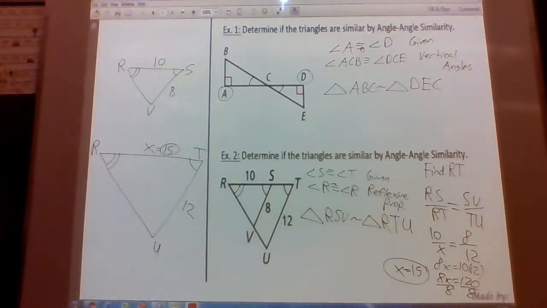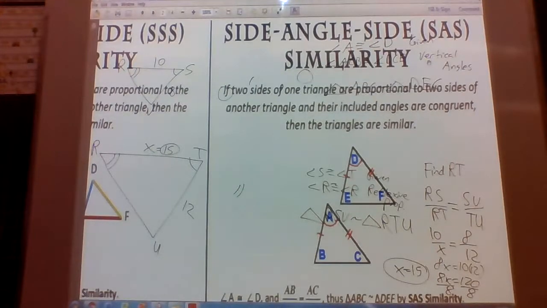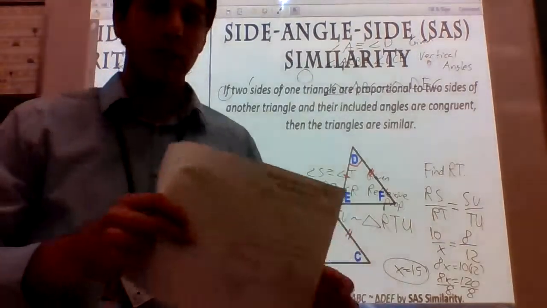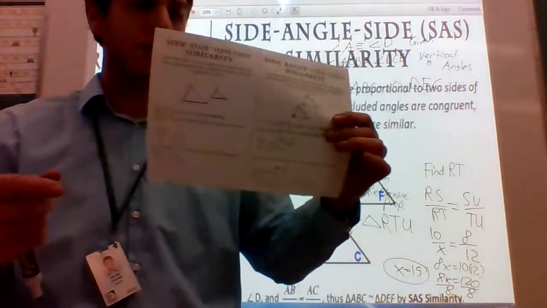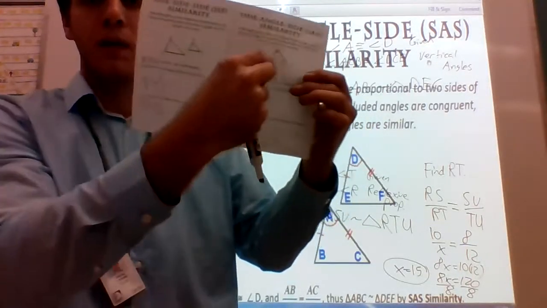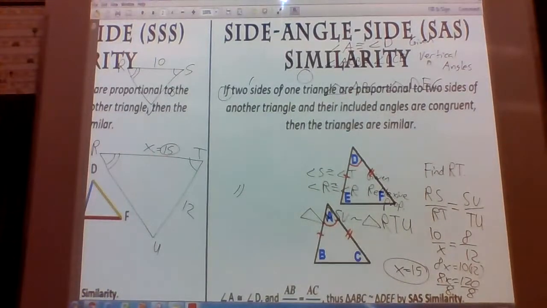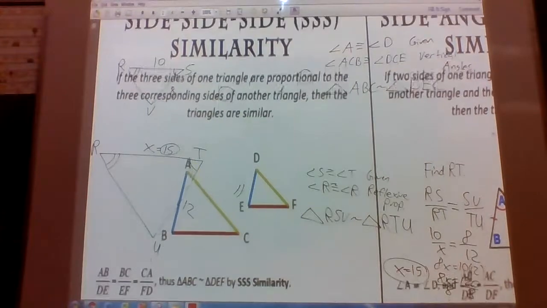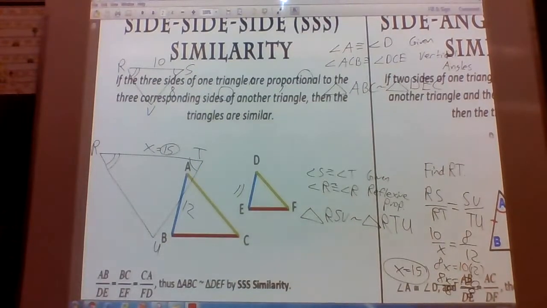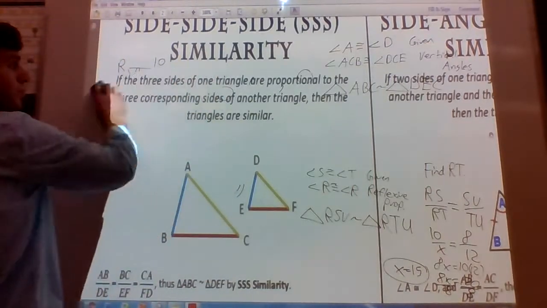Okay, so that's angle. All right, the second one on your handout. So this is the handout. We took notes on this half. Here was the angle stuff we just did. The other side, we have side similarity and side angle side similarity. So let's do side similarity. Okay, so side congruence.